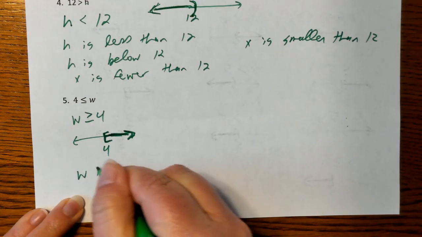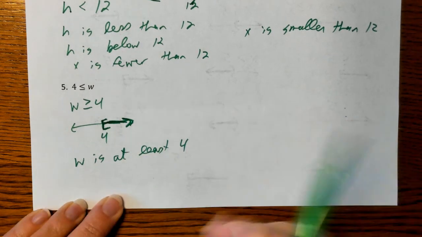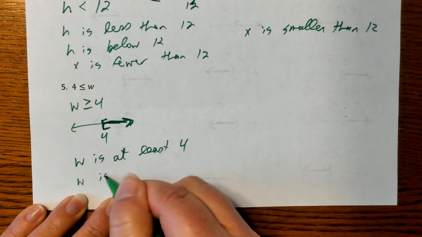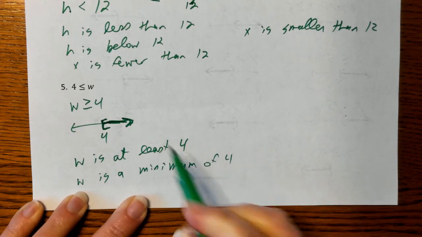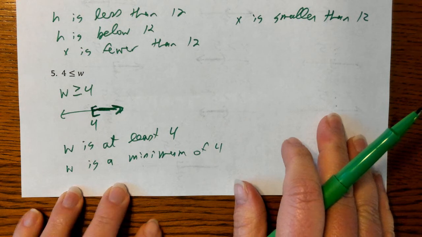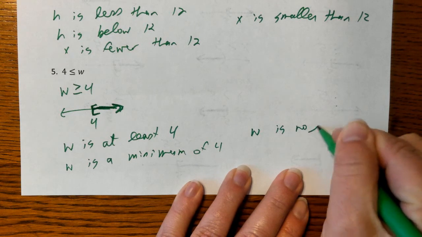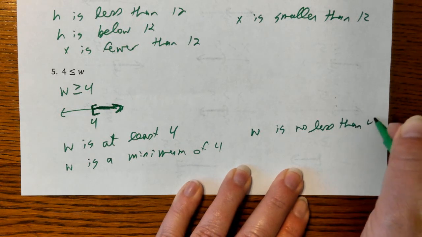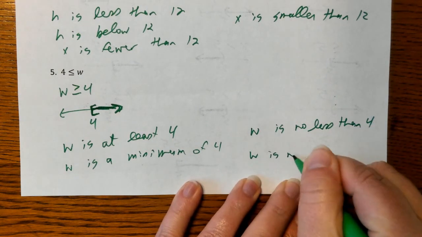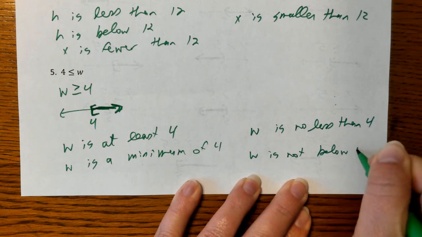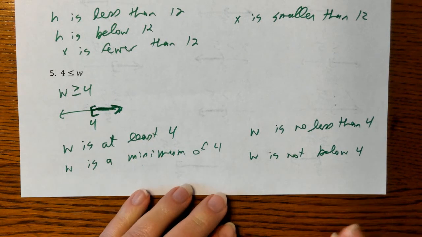So we could say w is at least 4, meaning it's 4 or more. We could say w is a minimum of 4, meaning it could be 4 or it could be more, but 4 is the smallest it could be. We could say w is no less than 4. That means it could be more or it could be equal, but it can't be less. Or we could say maybe w is not below 4, because it could equal 4, it could be above, it just can't be below. So there's probably other ones that would work, but those are some good examples.